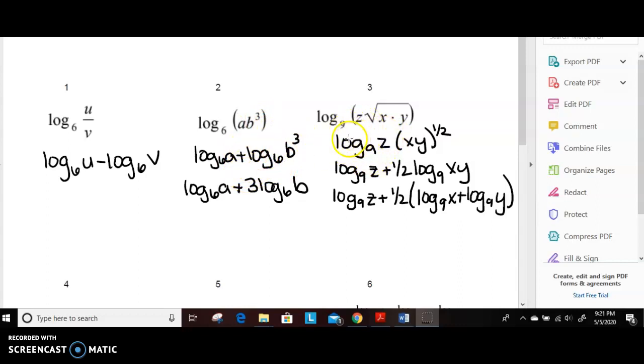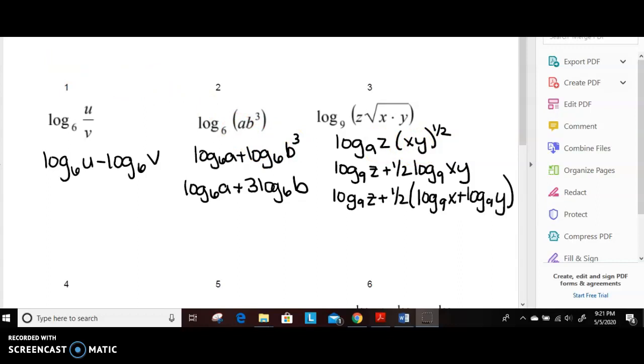Okay, 3 was a little bit more challenging, so I wrote the square root of x times y as x times y to the 1/2. So I knew that it was going to walk across the log here. So you should have got log base 9 of z plus 1/2 log base 9 of z plus log base 9 of y, with the 1/2 out in front of both of these, since that 1/2 applied to both of them in the beginning.